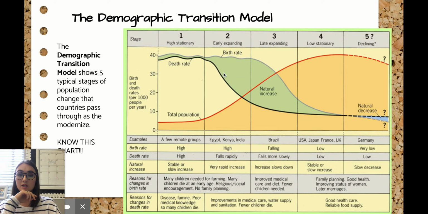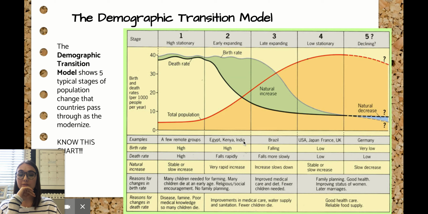Stage 2 is the early expanding stage. So here, the birth rate is still very high, but the death rate begins a dramatic fall, which makes the rate of natural increase rise rapidly, because the birth rate is still about the same as it was in stage 1, but the death rate is extremely lower. And so the rate of natural increase soars.